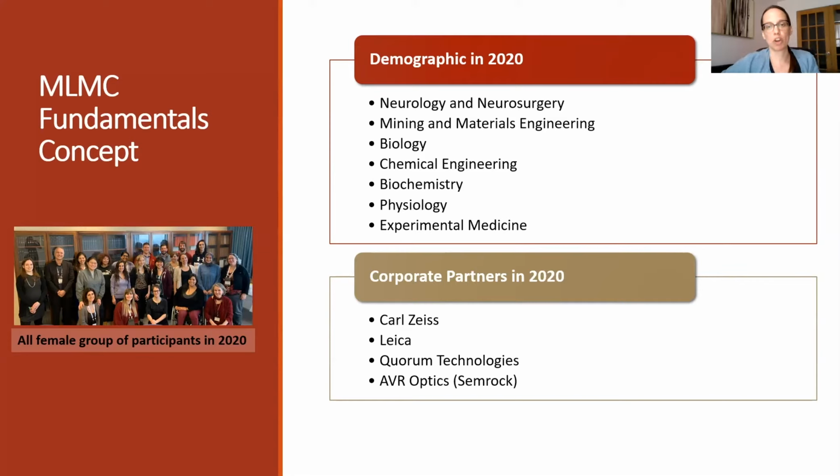And then our corporate partners were Carl Zeiss, Leica, Chroma Technologies, and AVR Optics. And I have to say, Carl Zeiss, Leica, and Chroma are a big part of the facility. So we have instruments from those companies, and we already know all of those staff and are comfortable working with them. And we have a real trust between both parties.